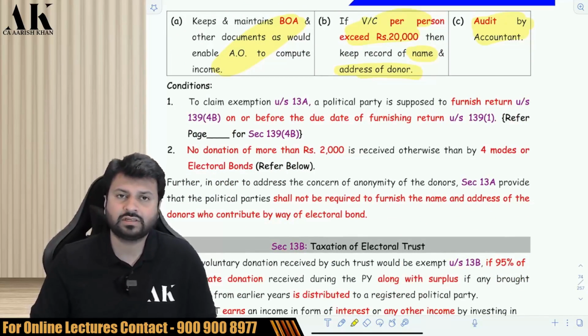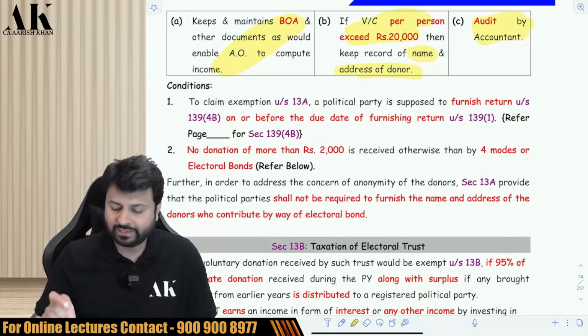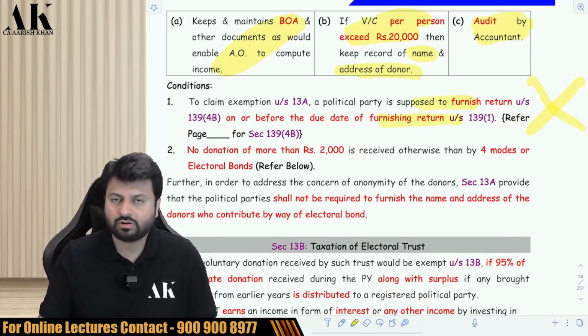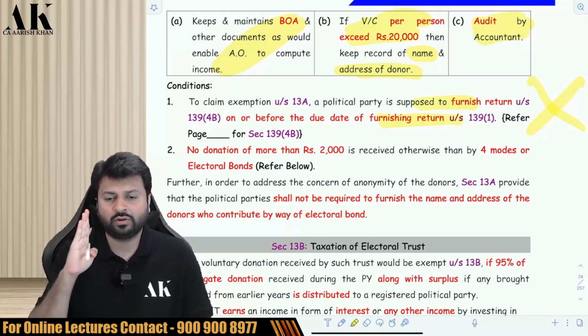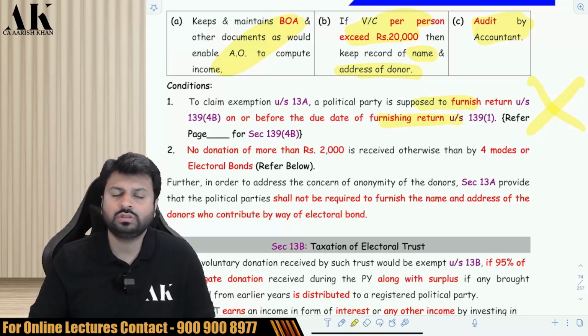Further, they have to fulfill some conditions. What is that condition? The first condition is they have to file the return on time. If they don't file the return on time, they are not going to get the exemption. They have to file the return on or before the due date under the income tax law. If they don't, they will lose the exemption.